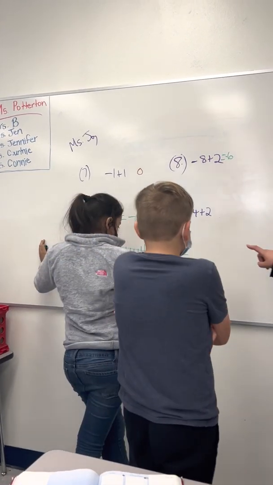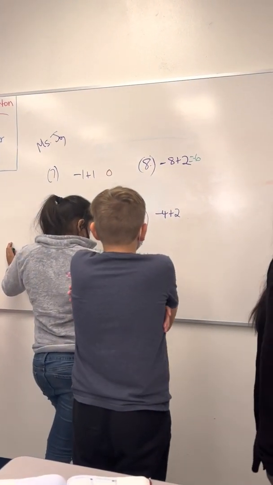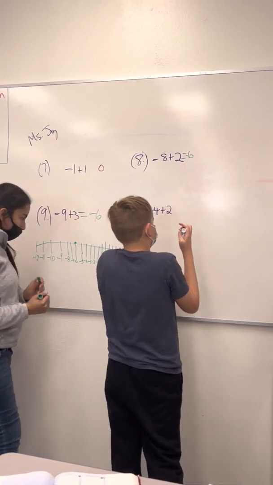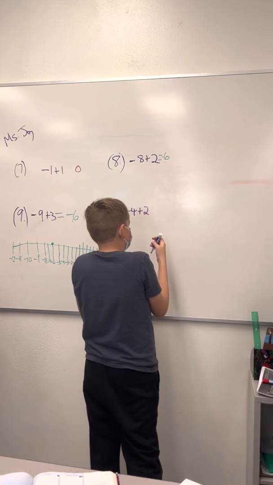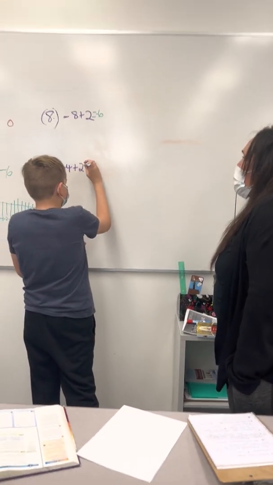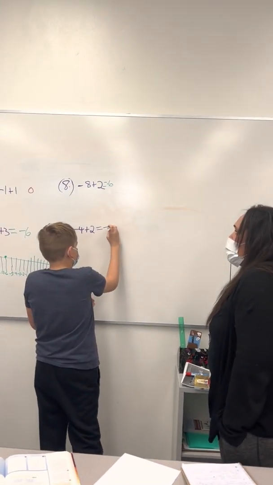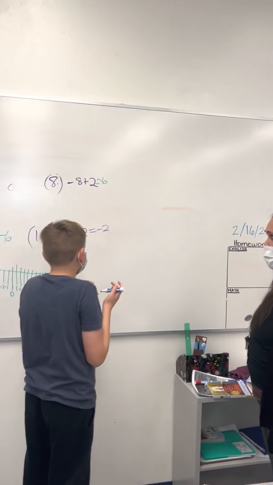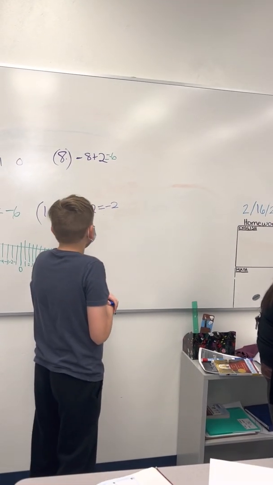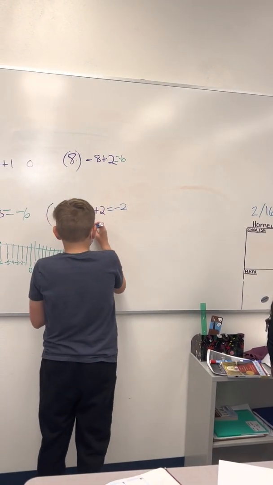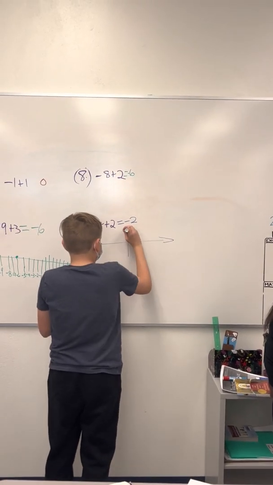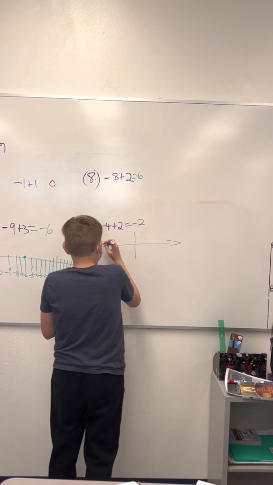All right, Aiden, let's go. Your turn. What's negative 4 plus 2? Well, it's gonna be this. Okay. 4 minus 2. So that would equal this. Because it's not big enough, so it can't be positive. Okay. So, how would you graph it? We're not doing this side.